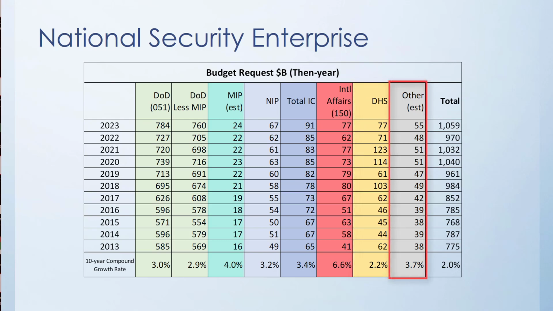And then the other column includes a lot of other things, international crime prevention, immigration, Commerce Department, and international trade protection. Those kinds of things have grown fairly steadily. Bottom line, we spend about $1 trillion a year on national security, which works out to be about 20% of the overall federal budget.